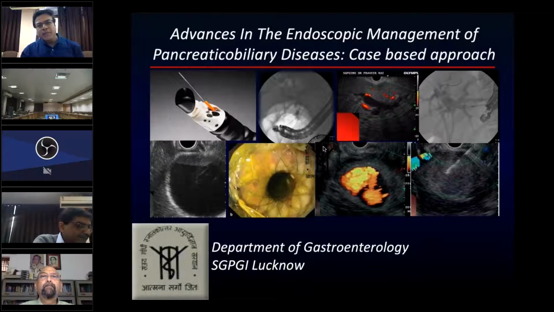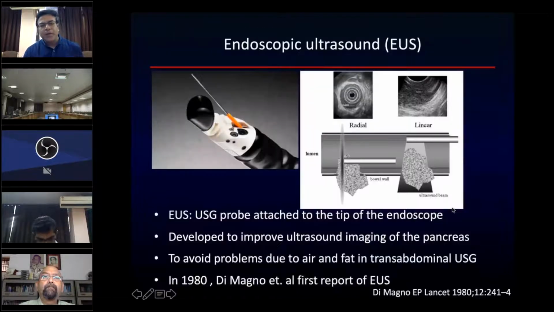So we'll be discussing advances in the endoscopic management of pancreaticobiliary diseases, a case-based approach. For this, we have one tool with us, which is endoscopic ultrasound. It's primarily an endoscope on the tip of which an ultrasound probe is attached. It was primarily meant for imaging of the pancreas in 1980, and then it was used for multiple purposes.